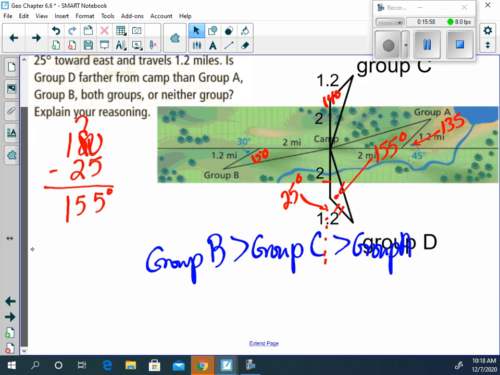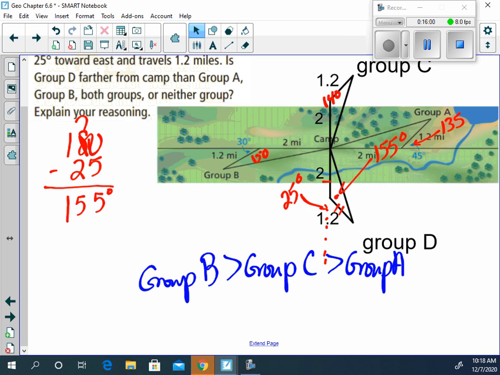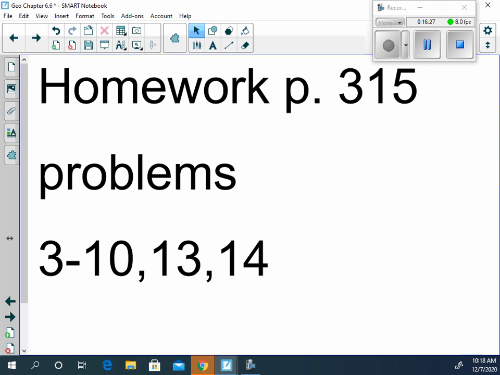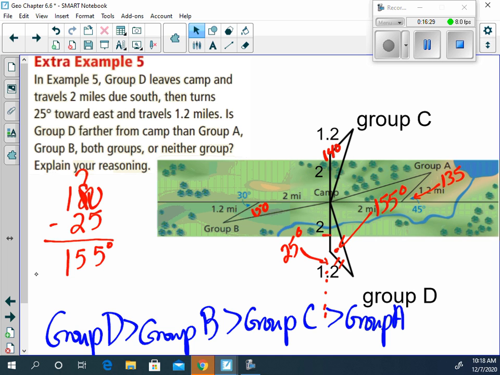So that means out of all of these here, if we were to add group D into the mix, well, group D is going to be bigger than all the rest. Questions on this here? Any questions on any of this here? And that's it. That's all we're going to do.